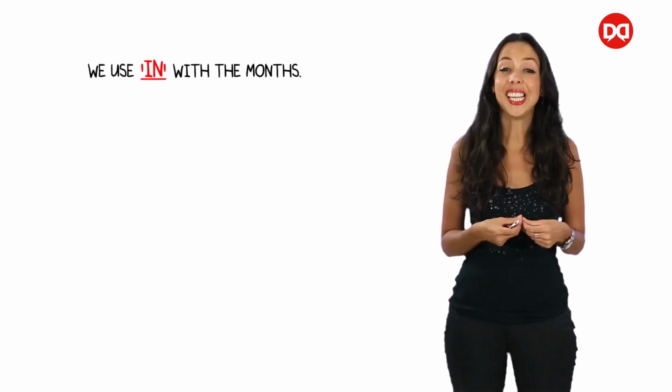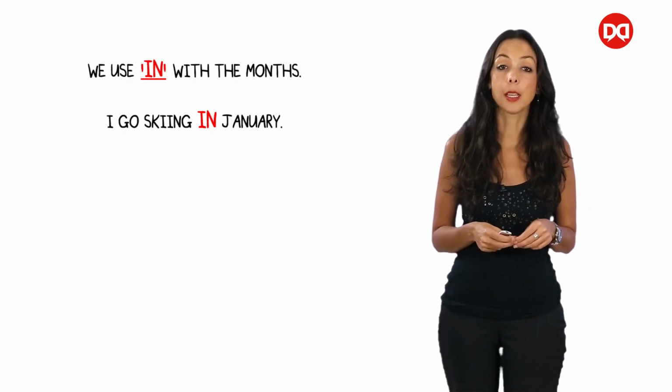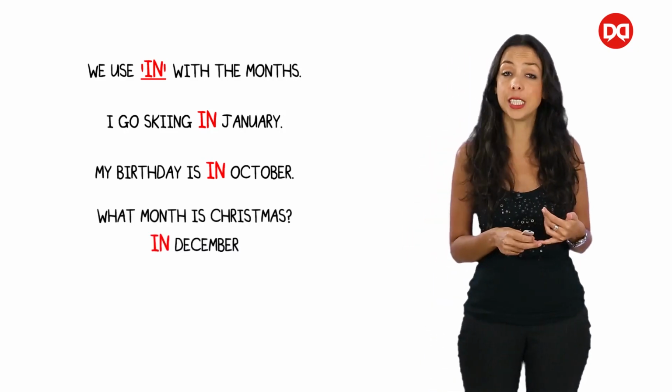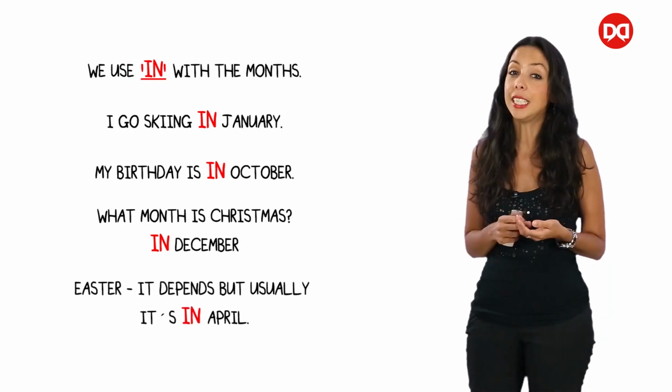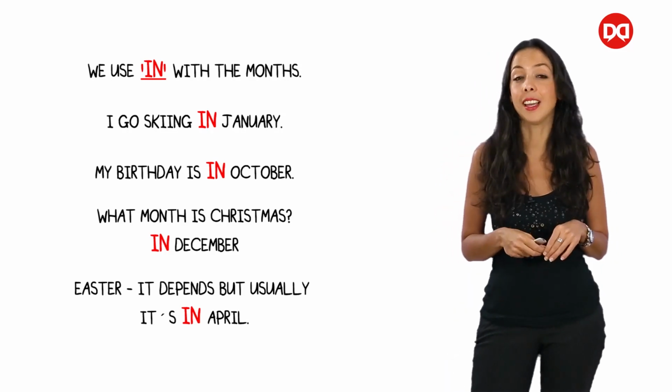Here you may have noticed that I've used the preposition in. This is because we use in with the months. I go skiing in January. My birthday is in October. What month is Christmas? It's in December. And Easter? Easter depends on the year, but usually Easter is in April. Remember again, like the days, to use capitals with the months as well. So April would start with a capital A.